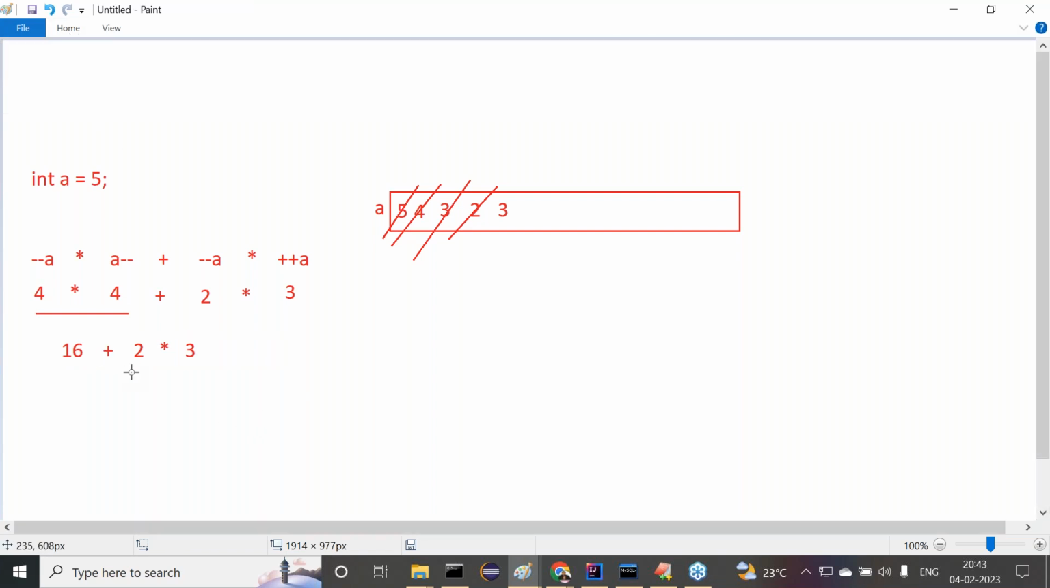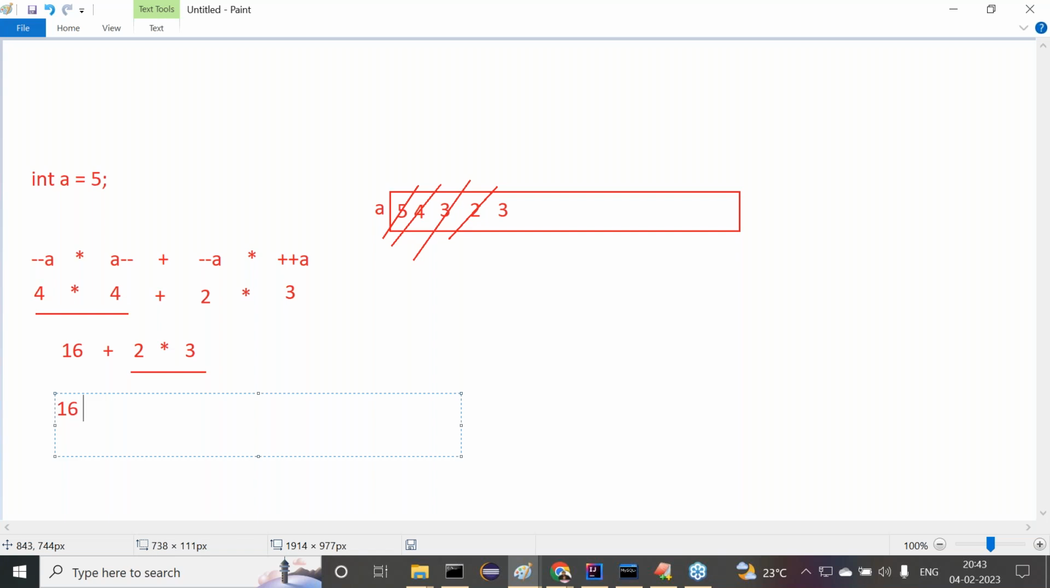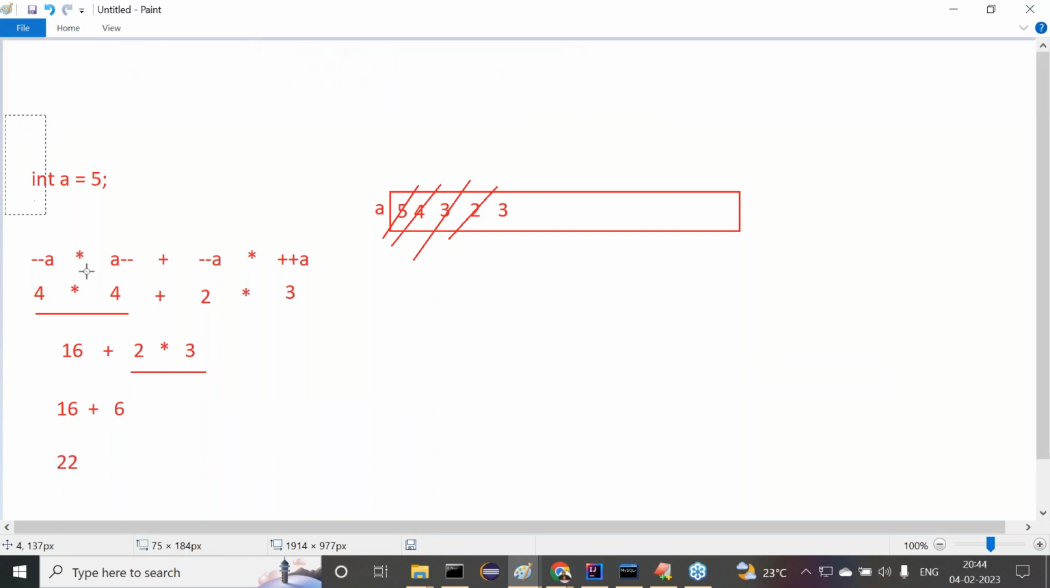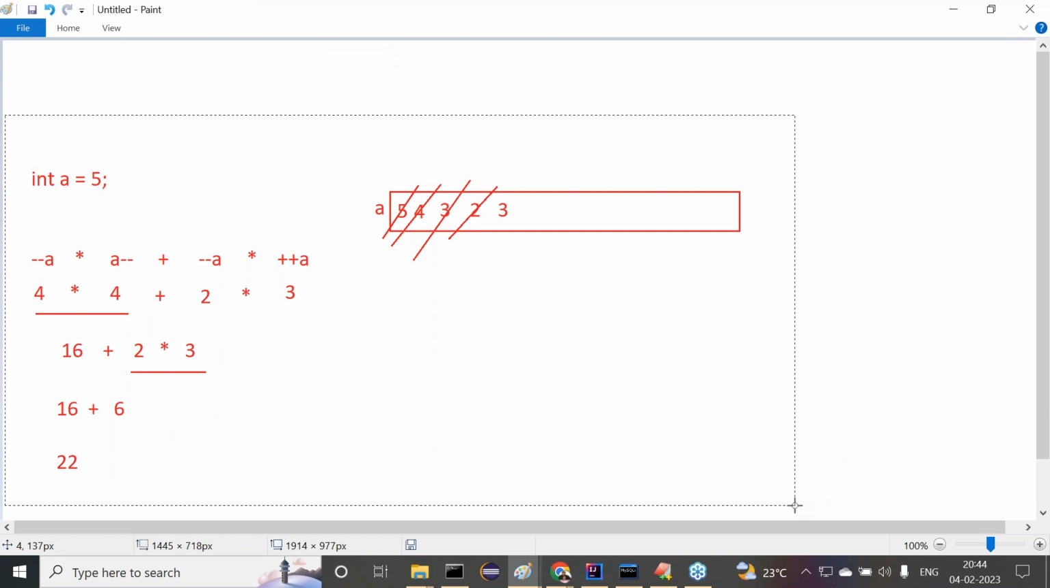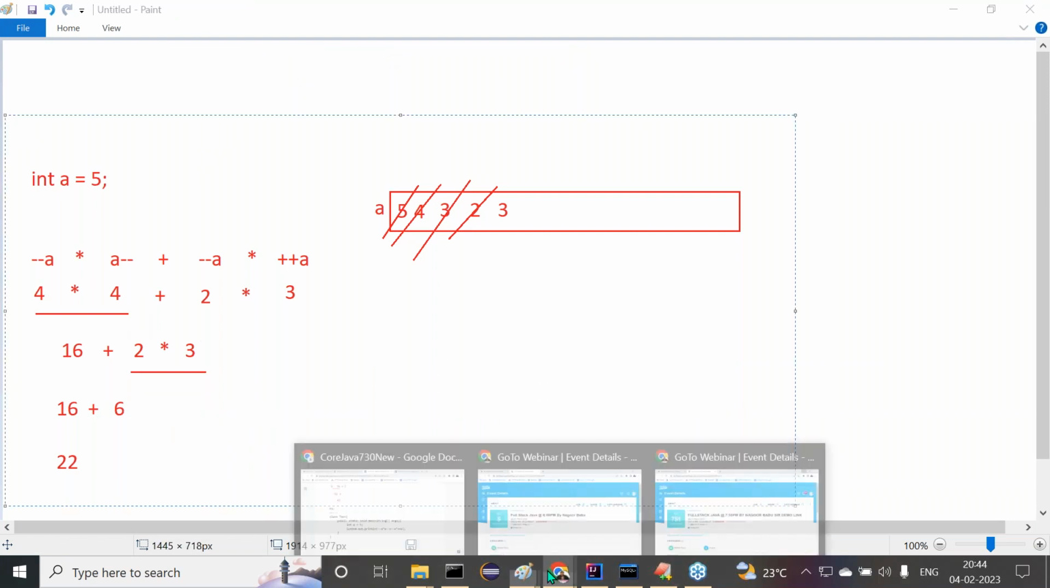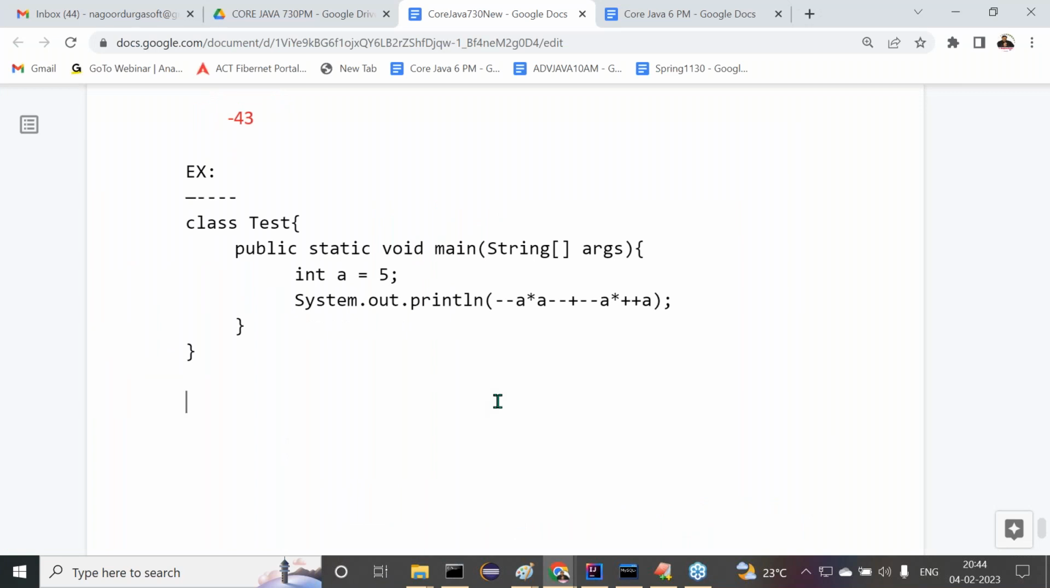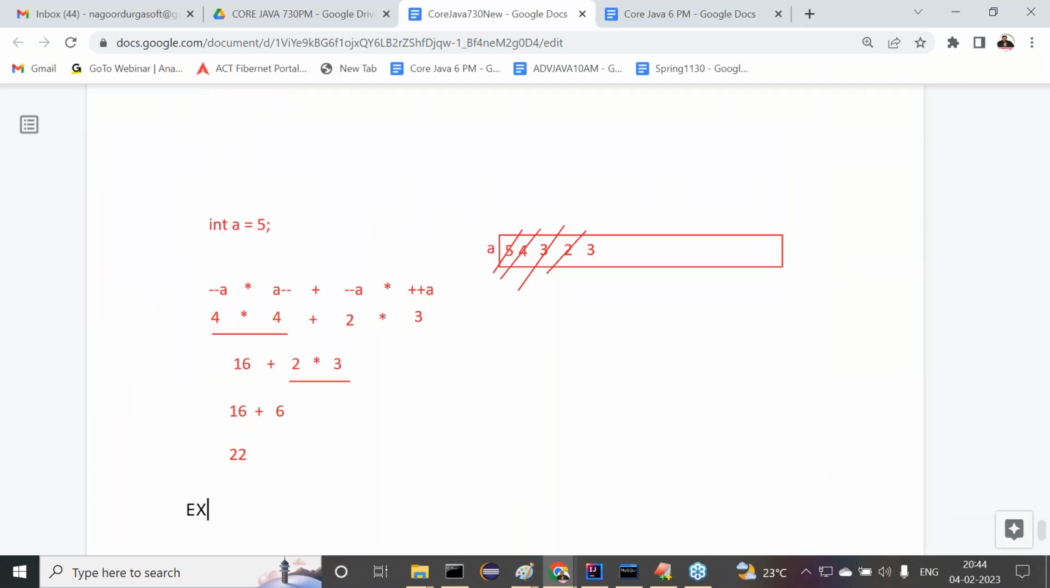Right, so now next, plus and star are available. Next we have to perform 2 star 3. What is the value here? 16 plus 2 star 3. 6 here we are getting. What is the value here? 22 is the output we are getting. So all of you are giving the right output for this. Now let me go for the next example.